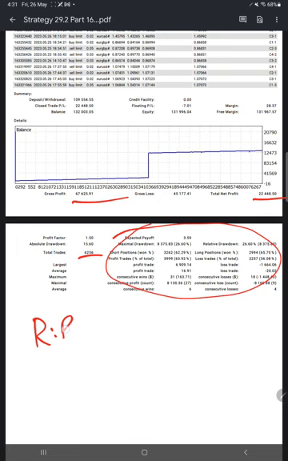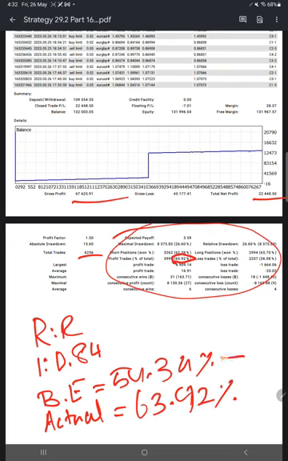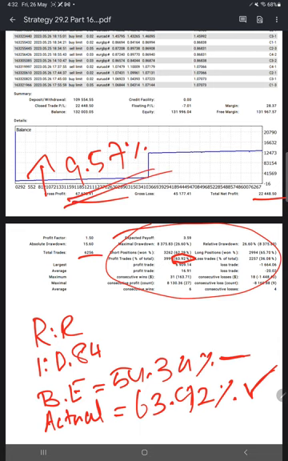If we calculate the risk reward for this account, it comes to 1:0.84. If we calculate the break even for this account to survive, we need an accuracy rate of 54.34%. You see our current accuracy, which is 63.92. This is what is required, and this much is what we are achieving. So we are achieving more than what is required, nearly 9.57% more than required. So this shows the strategy is successful and making consistent return.